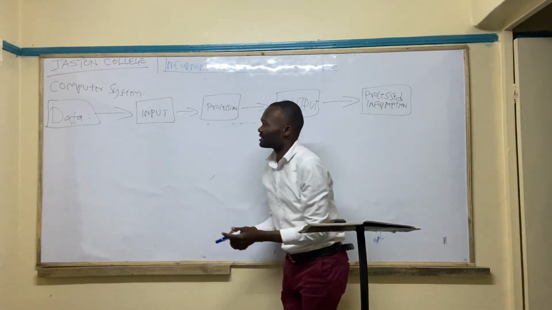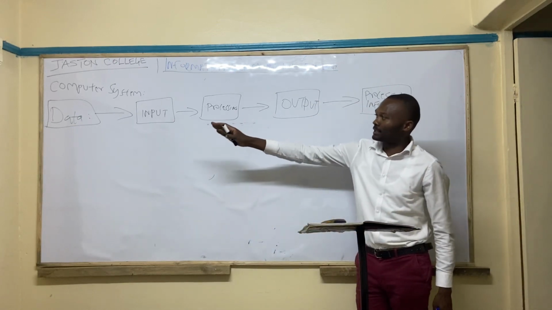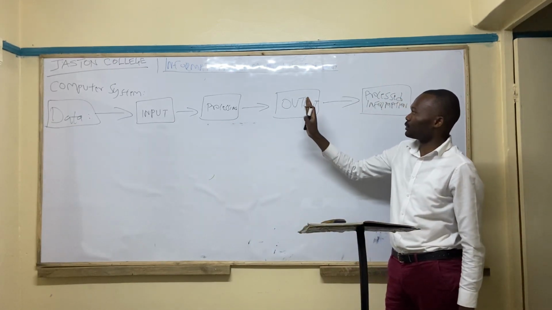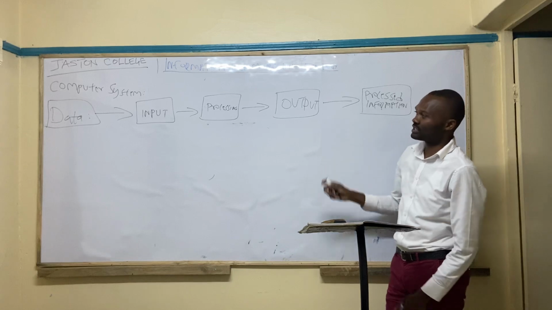So this is a computer system. We have data, after data we have the input, and then the processing, then there's output, then there's the processed information.